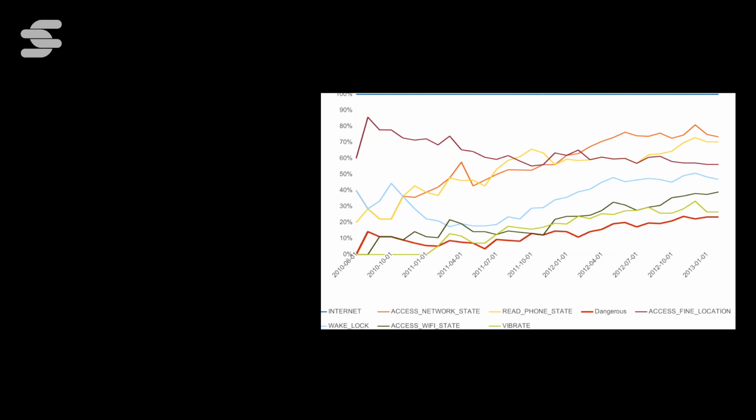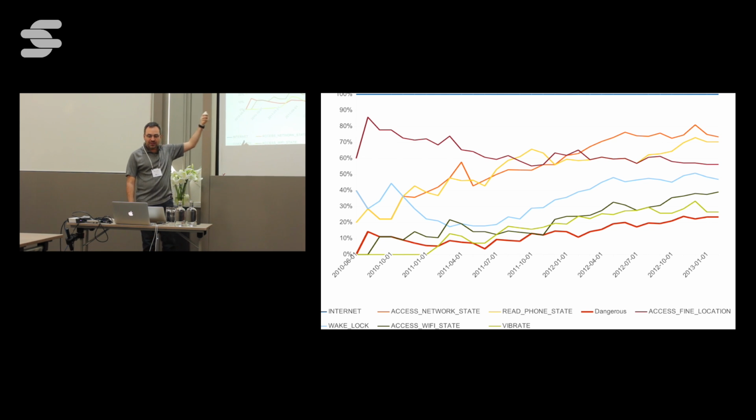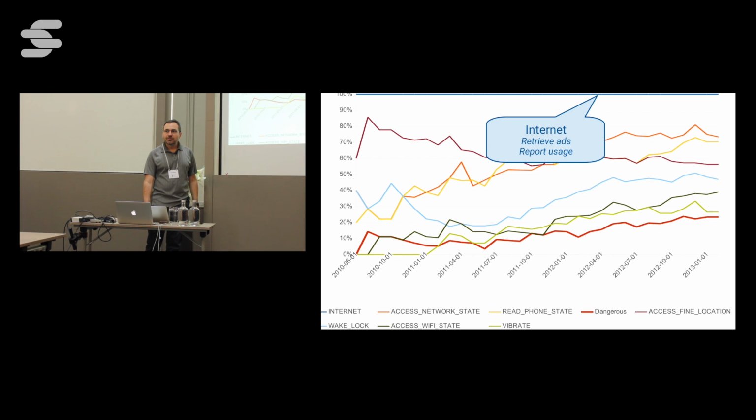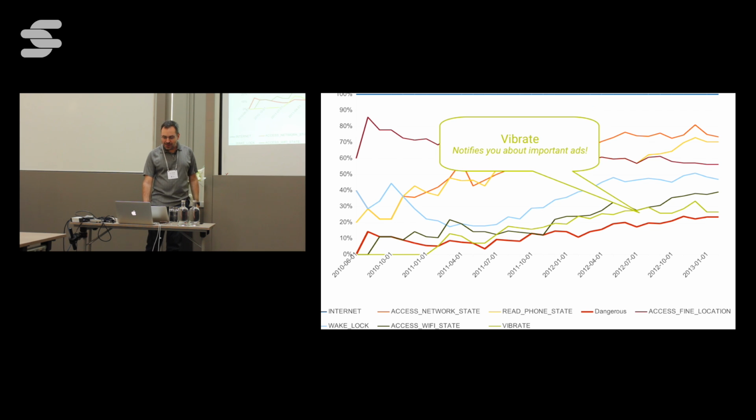So you get a graph that looks kind of like this. The x-axis is time. The y-axis is percentage of libraries. We're now treating each library the same. Percentage of libraries that have a given feature. So every single ad library uses the internet. I'm sure that comes as a shock to you. No internet, you can't get content.